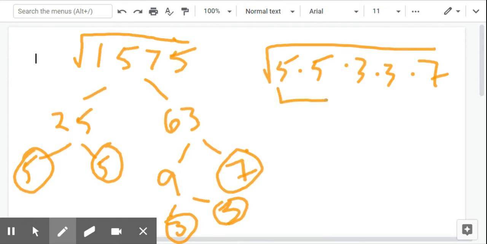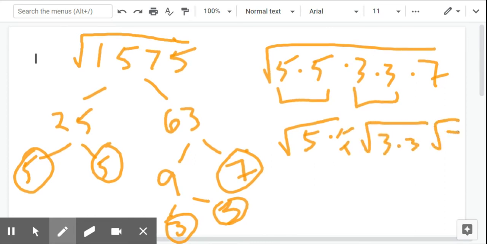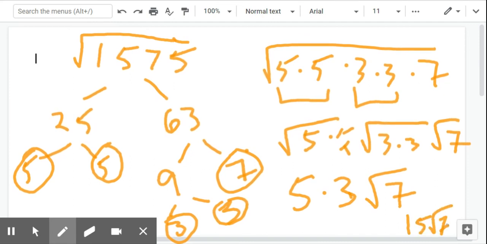And now I see that I've got some pairs of numbers here, which means I can rewrite this. We can rewrite it in a bunch of different ways, but the square root of 5 times 5 is 5, right? So I'm going to rewrite this as the square root of 5 times 5 times the square root of 3 times 3 times the square root of 7. Square root of 5 times 5 is 5. Square root of 3 times 3 is 3. And then times the square root of 7. Or you can simplify this again, and it'll just be 15 times the square root of 7.